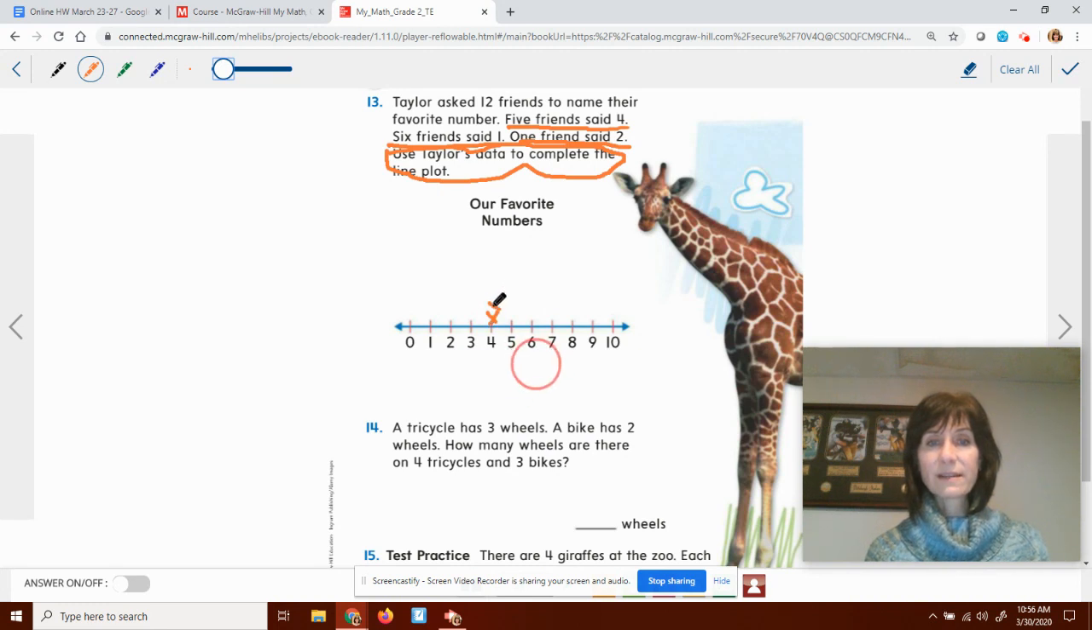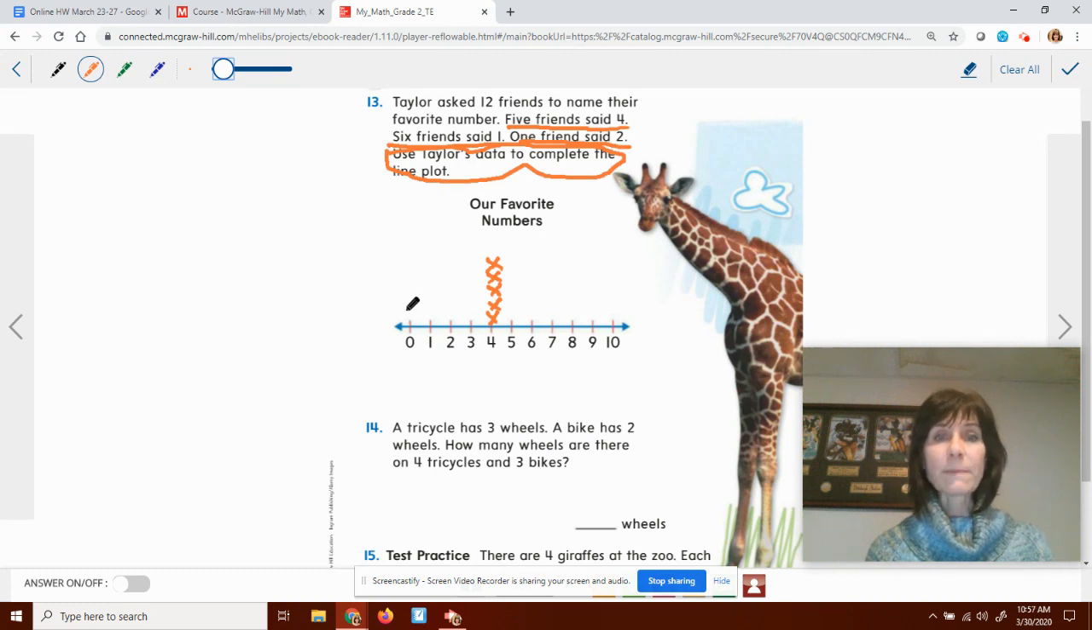1, 2, 3, 4, 5. I represent the 5 friends with 5 X's over the number 4.